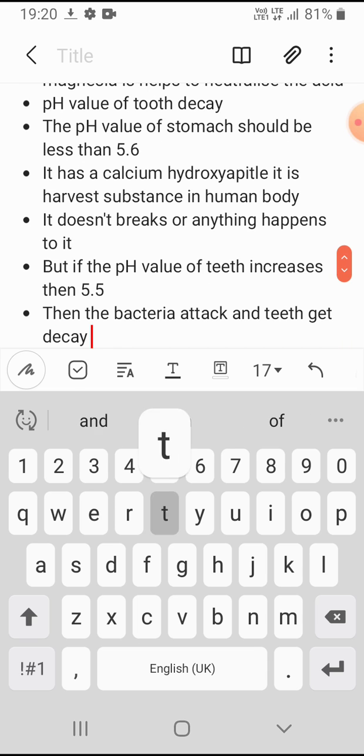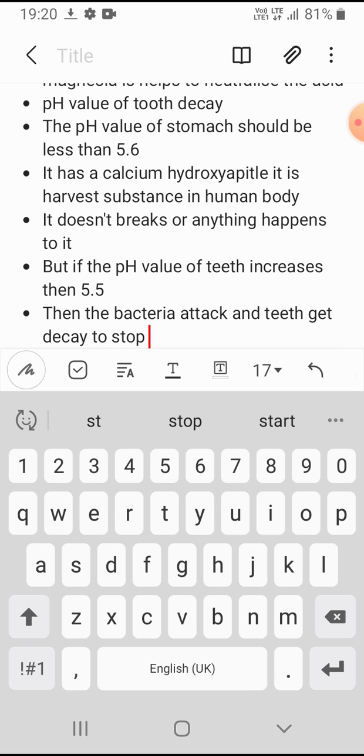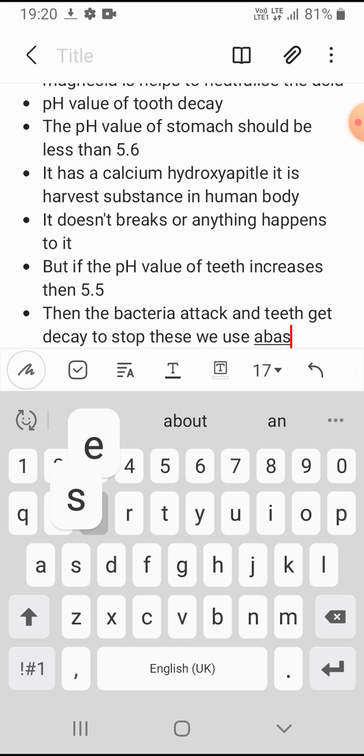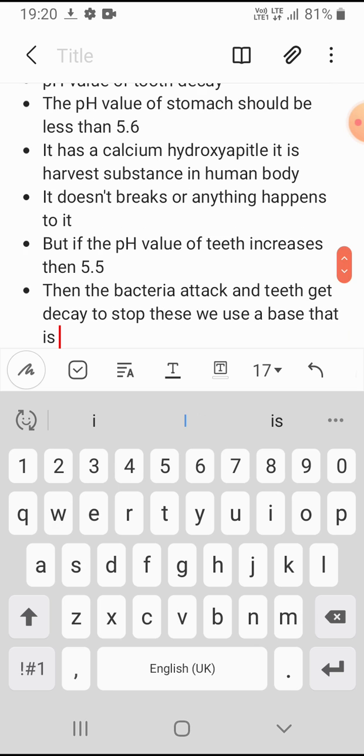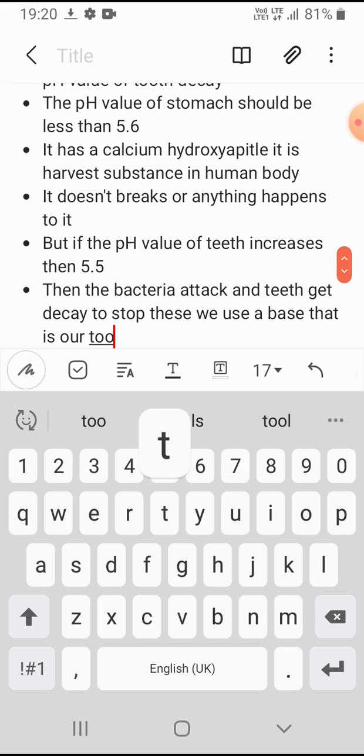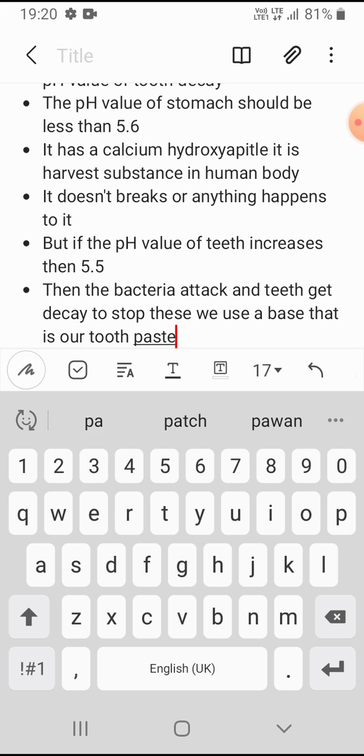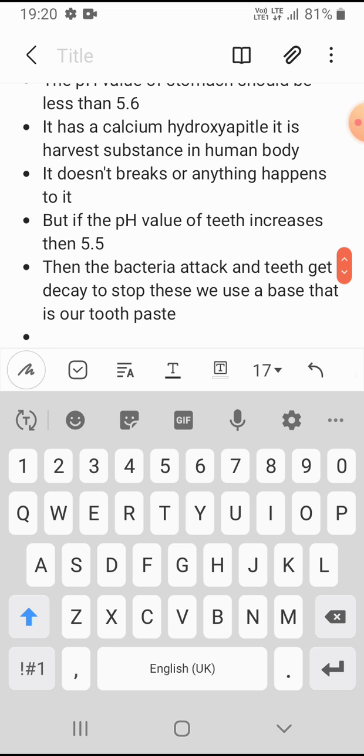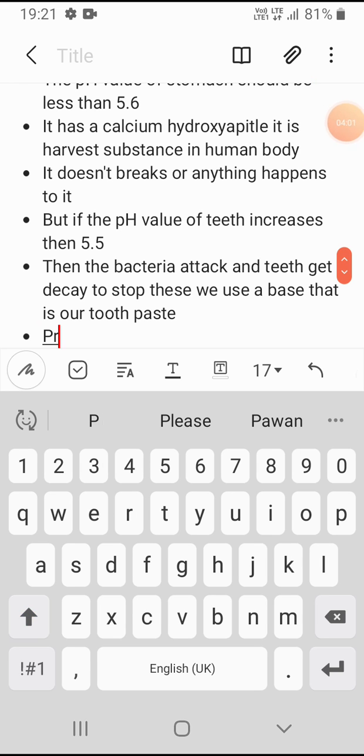To stop this, we use a base, that is our toothpaste. It has some base that will help against the acid on the calcium hydroxyapatite. This is how the acid in our teeth or body gets neutralized by base. Acid can be neutralized by base.